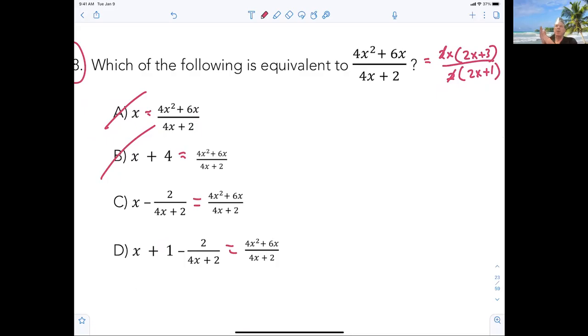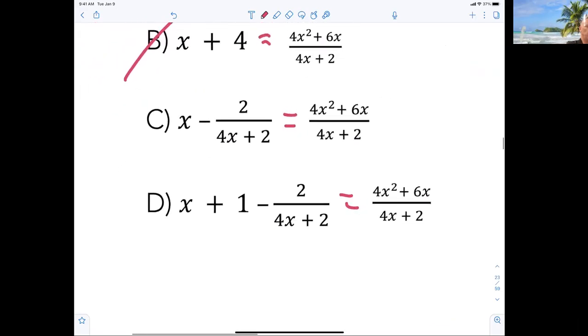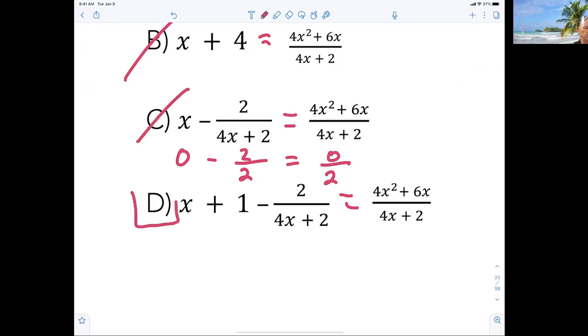So I know it's not A and B. Now, does everybody agree they're equivalent? That means if I let X equal 0, I'm going to get the same answer for the first fraction as I do for the second fraction. So now I'm going to plug 0 in. If I plug 0 in, I get 0 minus 2 over 2. And if I plug 0 on the other side, I get 0 over 2. Well, are those two things equal? No, I don't think they're equal. Do you agree with that? So C cannot be the answer. So I knew quickly that the answer had to be what? Had to be D.